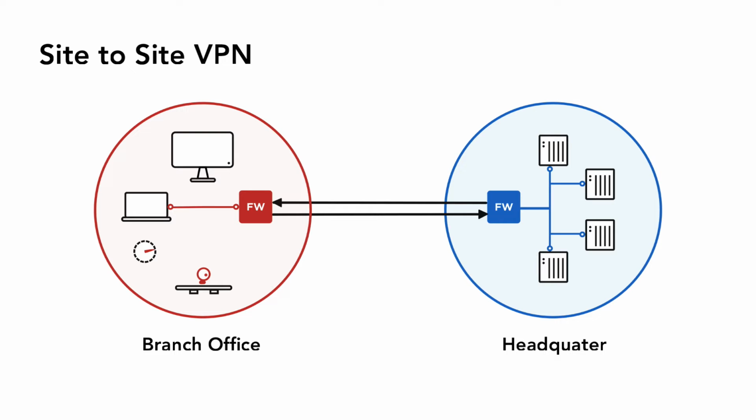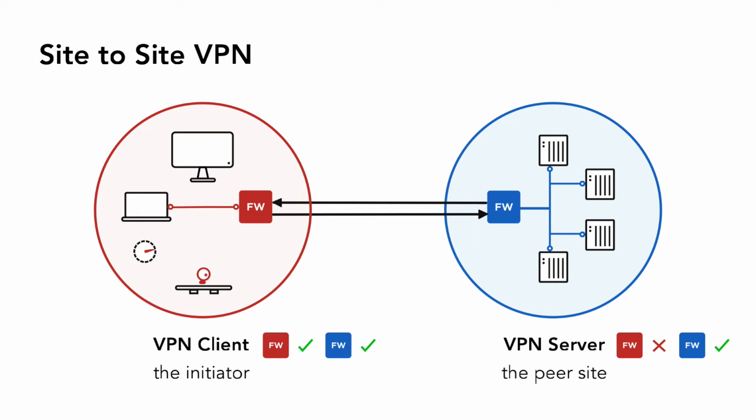Site-to-site VPN requires to have 2 Firewalla boxes installed, 1 for each network. And the Firewalla app must be already paired with both boxes. The box you select to initiate the connection is the VPN client. The peer site will be the VPN server. VPN client can be running on either Firewalla Red or Blue. However, the VPN server side must be a Firewalla Blue.